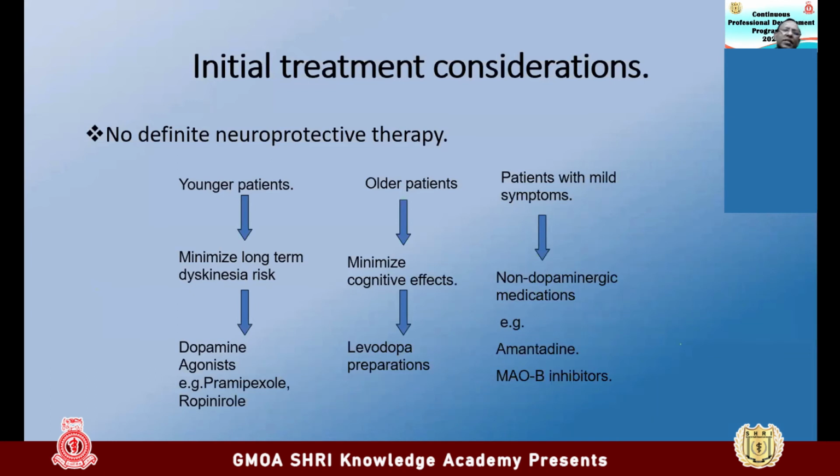Finally, patients with very mild symptoms, as you know, currently need no dopaminergic medication. That means neither a levodopa preparation nor a dopamine agonist. In these conditions, you can start amantadine or MAO-B inhibitors. Sometimes they might help prolong the disease and stop progression to a certain extent, though there is not enough evidence. These patients should always be followed up. So these are the three clinical scenarios.